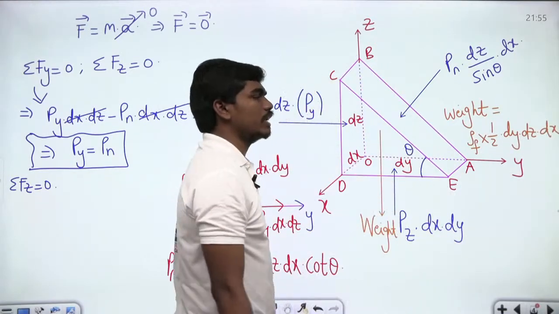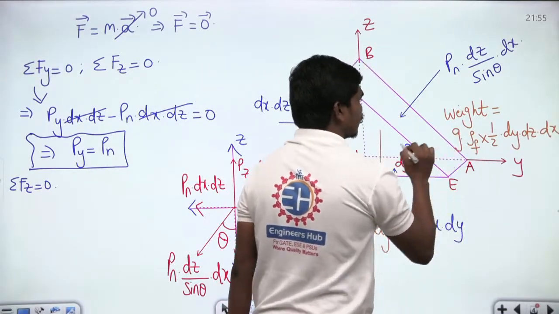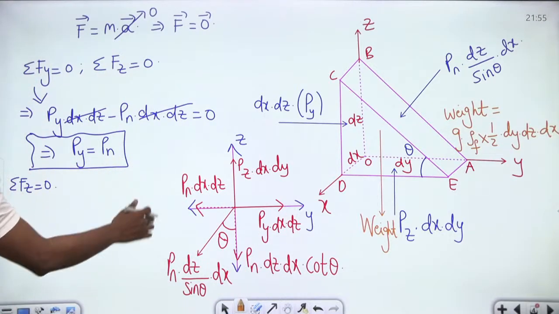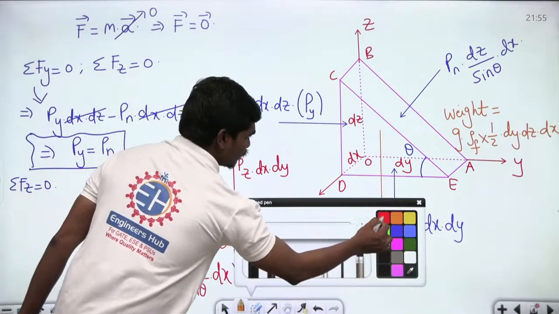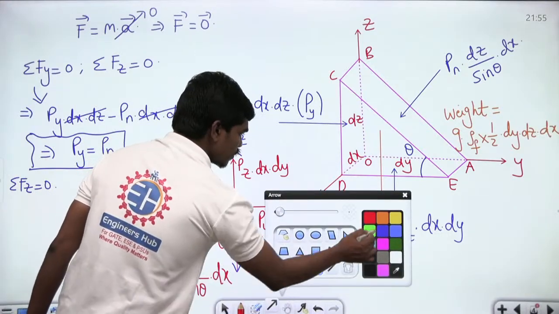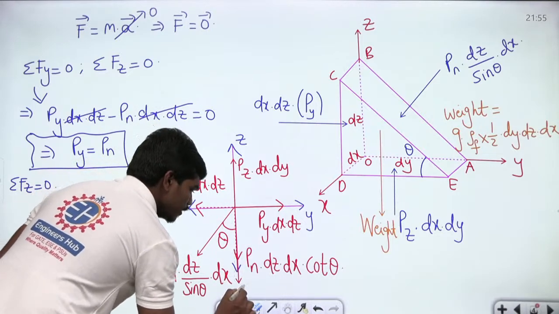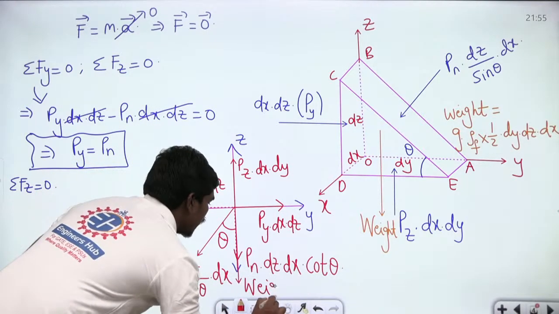So density into volume will give you the mass, and of course into gravity will give you the total weight of the block. So if you write sigma Fz is equal to 0, and of course here the weight will be acting vertically downwards. So let us plot that too. So here there will also be weight. You can write weight which will be acting here.